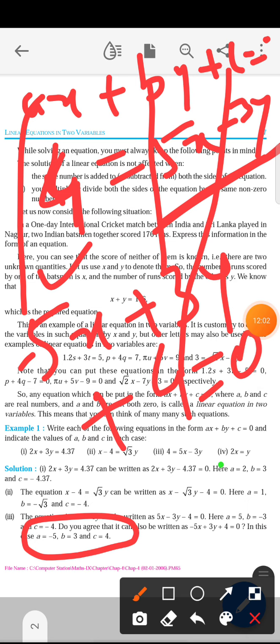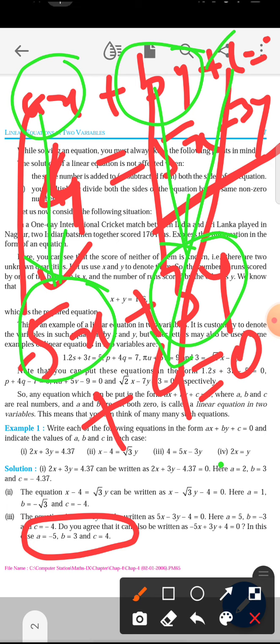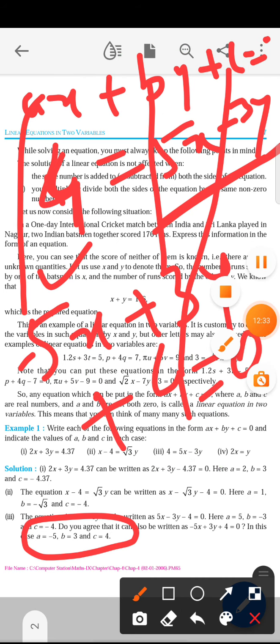In the comparison section we have to check what is the value of a in the given equation. So there is ax equal to minus 5x, so the value of a equal to minus 5. There is by, that means 3y, so the value of b equal to 3, and the value of c equal to 4, because c is the constant term and 4 is also a constant term. Okay, so this is the example.